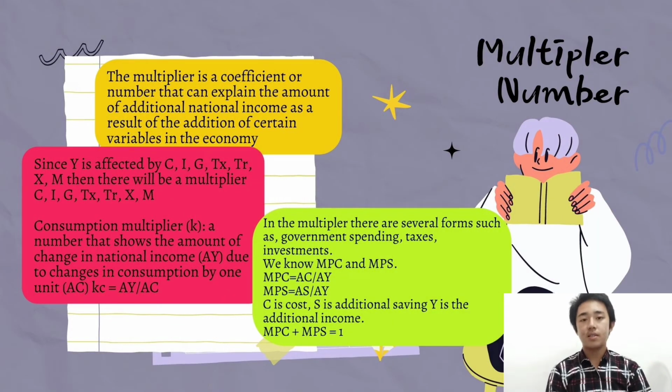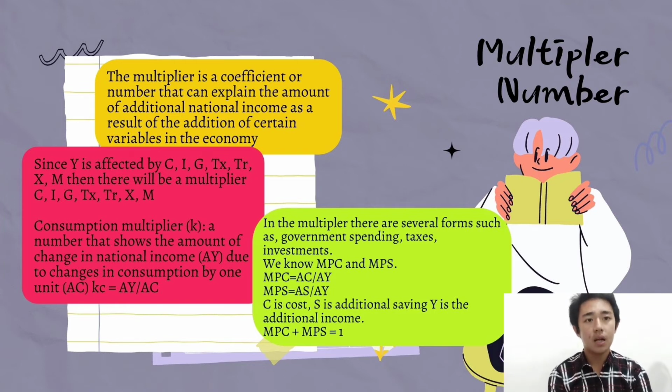Multiplier number. So what is a multiplier number? A multiplier is a coefficient, or a number that can explain the amount of additional national income as a result of additions to certain variables in the economy. Since Y is affected by C, I, G, TX, TR, XN, there will be a multiplier. The consumption multiplier is a number that shows the amount of change in national income due to a change in consumption by 1 unit. So we write it as ΔY by ΔC.